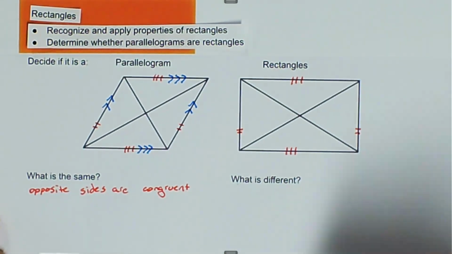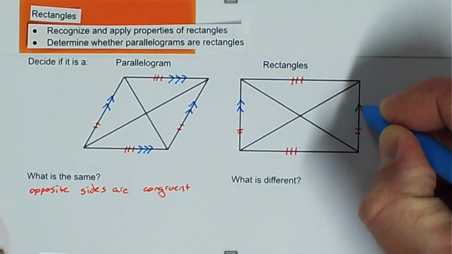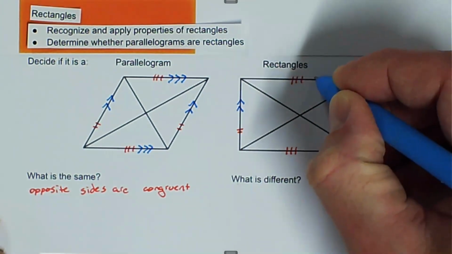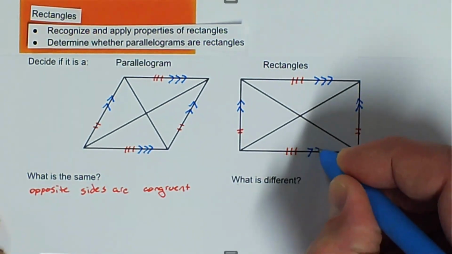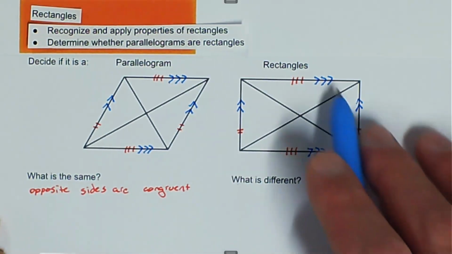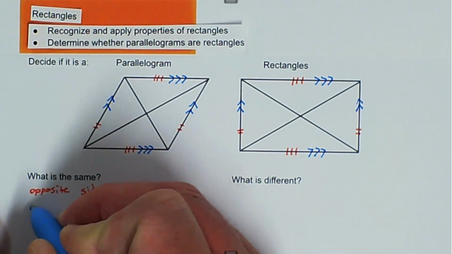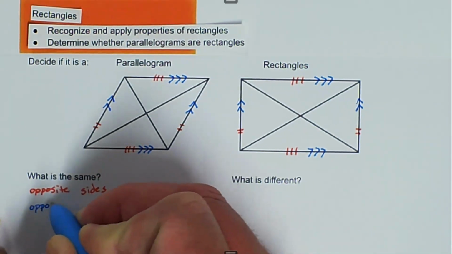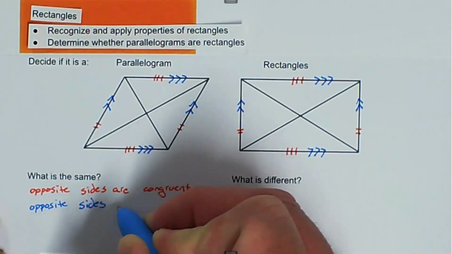Well, that's the same thing in a rectangle. 2 parallel lines here, 2 parallel lines here. So 2 marks here and 2 marks here says that those lines are parallel. 3 marks here and 3 marks here says that those lines are parallel. So opposite sides are parallel.